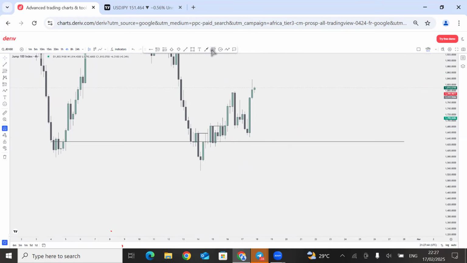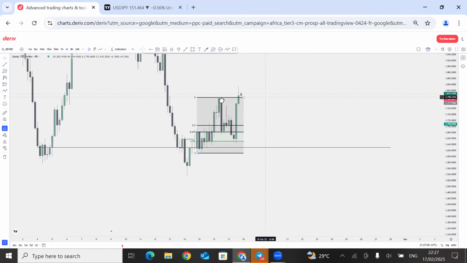Again, you can use your Fibonacci. Let's put it from this low. Let's try this low to this high. Where's our golden zone? Here's our golden zone, because we have a break of structure. Here's our golden zone. Again, now we just need to go to a lower time frame, a more stable time frame you may want to refine your trade from.